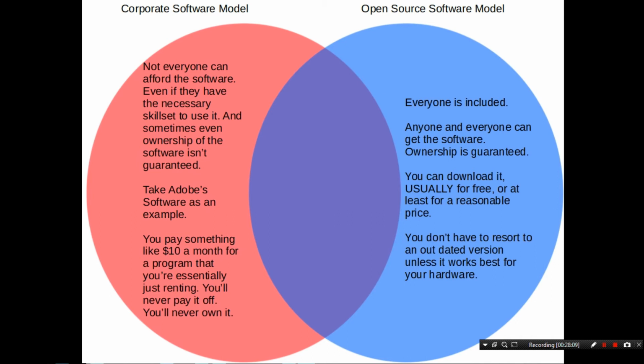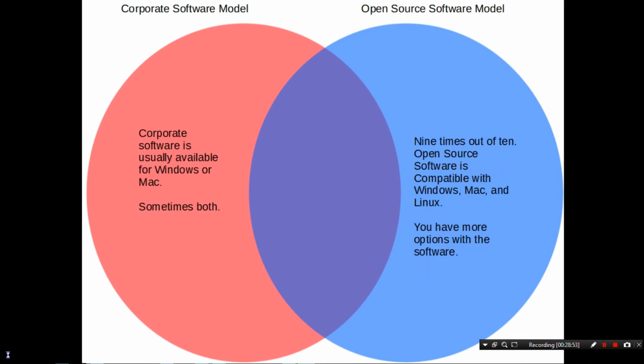So, you can download it usually for free with open source stuff, or at least at a reasonable price. You don't have to resort to outdated versions unless it works best for your hardware. So by that statement, what I mean is, if I want to purchase Adobe Photoshop, which is something that I would like to do at some point, my best bet is to buy an older version of it, which means I need to buy the seriously out-of-date version of it, and even still it's probably going to cost me upwards towards $400 to $500. So that's crappy. Anyways, let's move on to the next one.